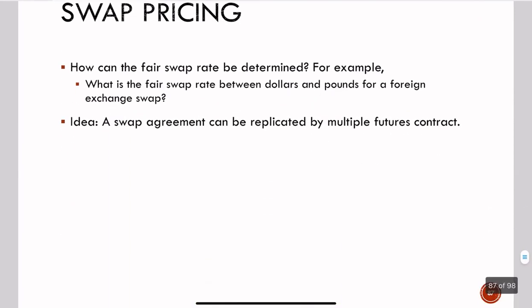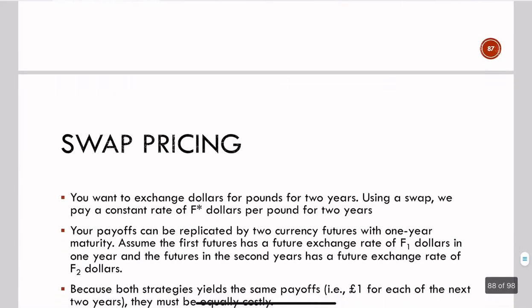Okay, so what is the idea here? How can we find out the fair swap rate? Well, we will use the replication method. That is, a swap agreement can be replicated by multiple futures contracts, because we know that swap is essentially an extension of futures contract. So you can think something like this. Okay, I'll just directly use this example here.